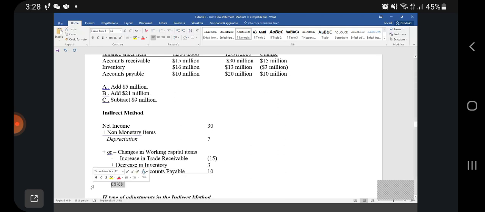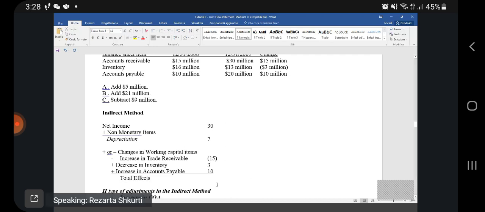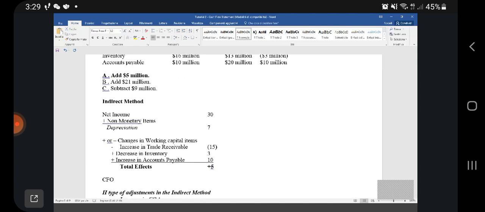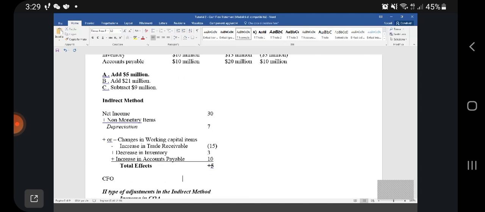The total effects we are required to calculate, and that is my mistake. The total effects are 7 plus 3 plus 10 minus 15. So the total effect is plus 5. Alternative A over here, right? Whereas if you are required to calculate the cash flows from operating activities, how much would that be? 30 plus 5, it would be 35 million.